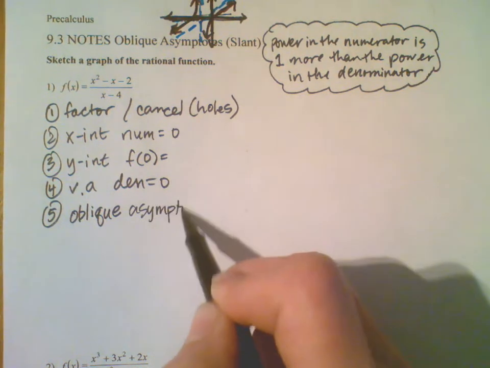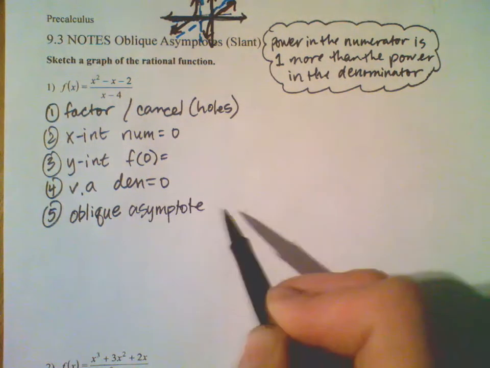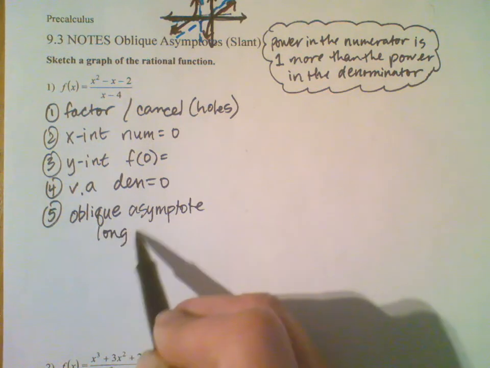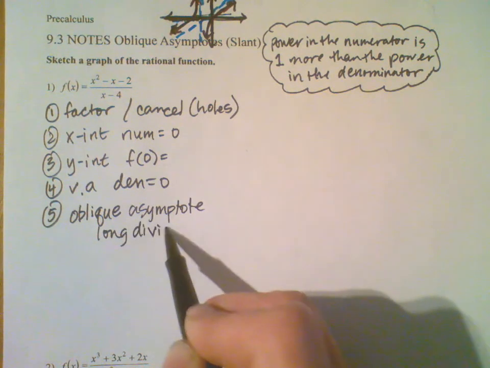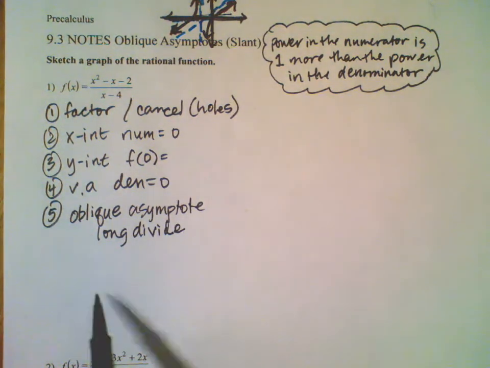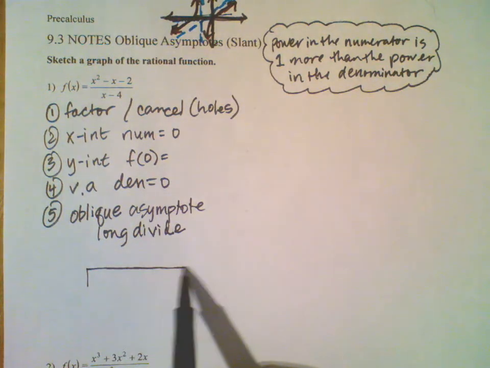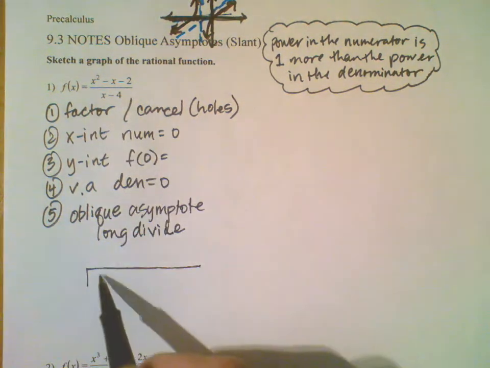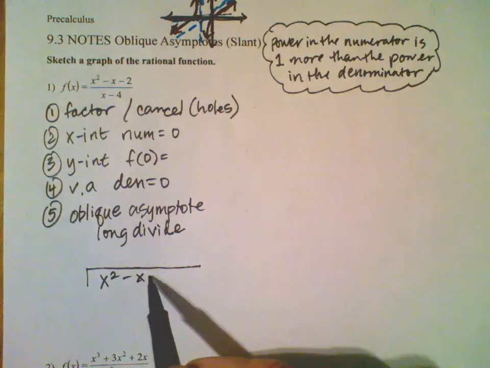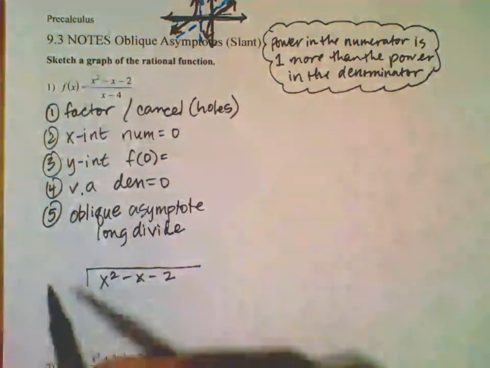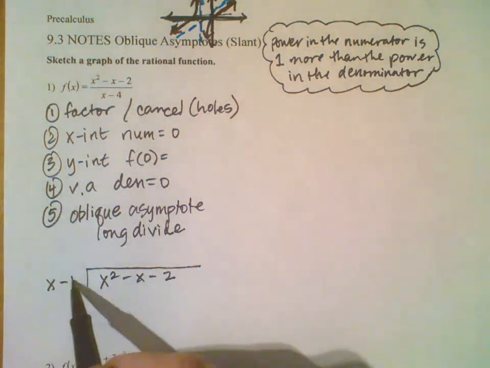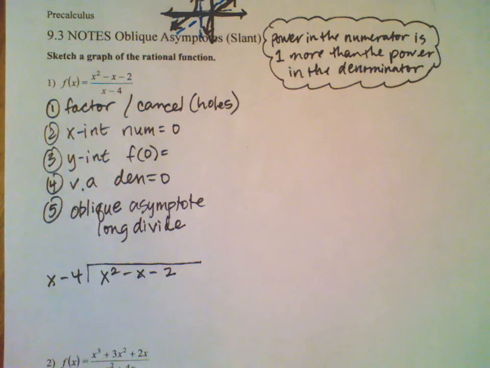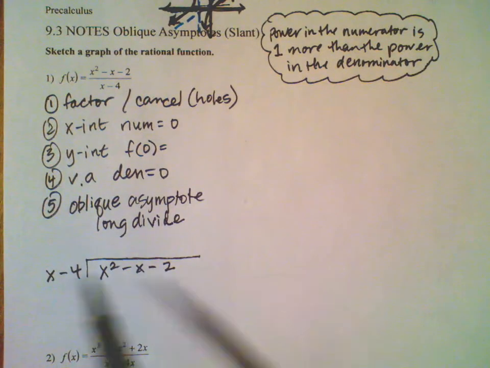is long divide. So when we set up our long division, we will do the numerator, x squared minus x minus 2, divided by the denominator, x minus 4. We'll go through that process shortly.